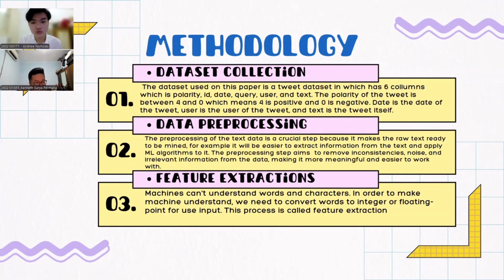The third part is feature extraction. Machines can't understand words and characters. In order to make the machine understand, we need to convert words into integers or floating points for use as input. This process is called feature extraction.